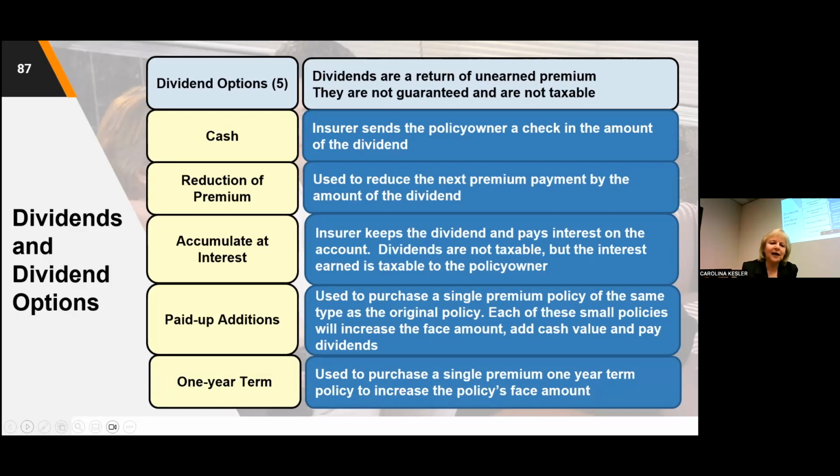So look at all those together. You got CRAPO, CRAPO. CRAPO is dividend options. Dividend options are CRAPO. Easy way to remember them, right? Cash, reduce the premium, accumulated interest, paid up adds, and 1 year term, CRAPO.